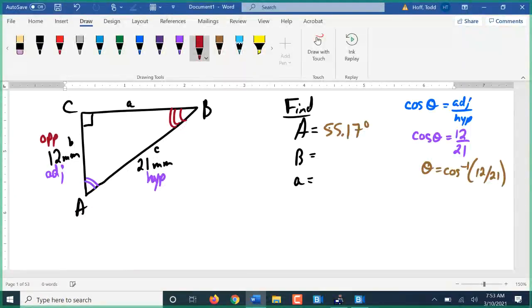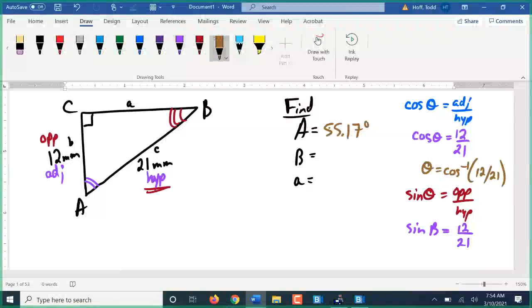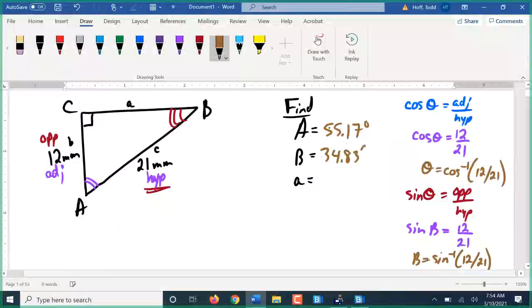For B, side B, the 12 millimeters, is now which side of the triangle? Now it's the opposite. And of course, the 21 is still the hypotenuse. So the trig function that uses opposite and hypotenuse is sine, and let's plug in our information. 12 over 21, but it's a sine now, so it's an inverse sine that we're looking at. Punch that in, and it gives us 34.83 degrees, right?